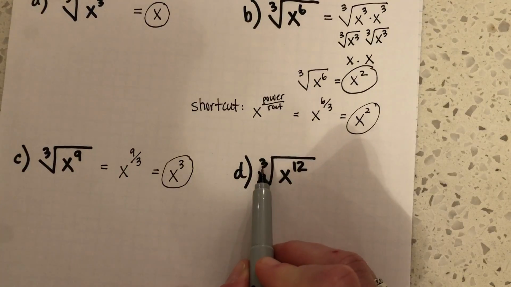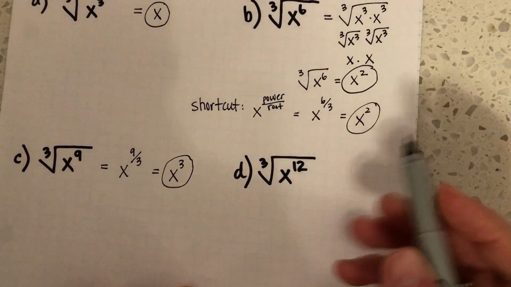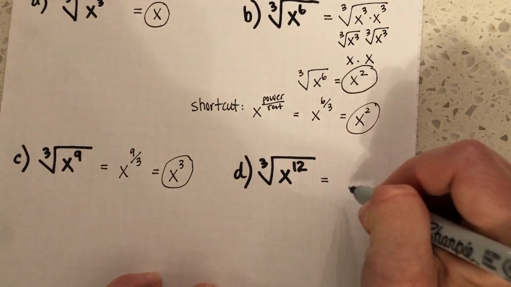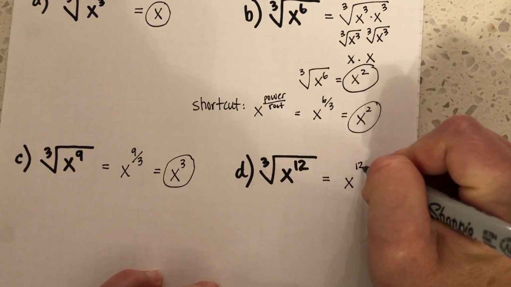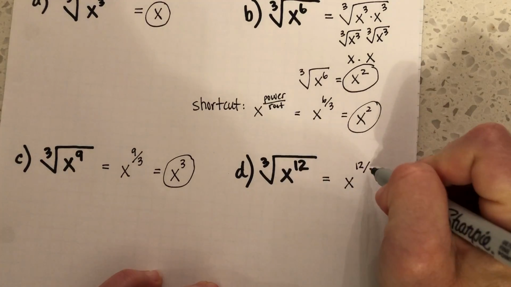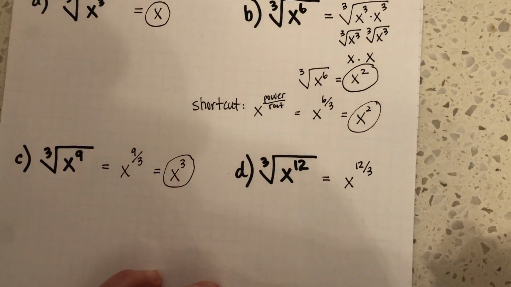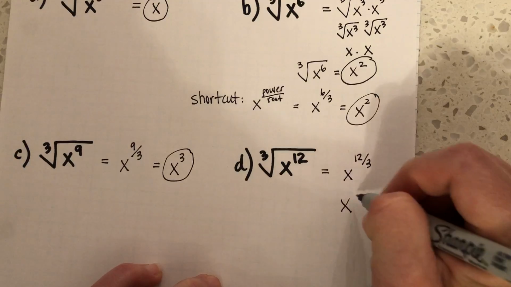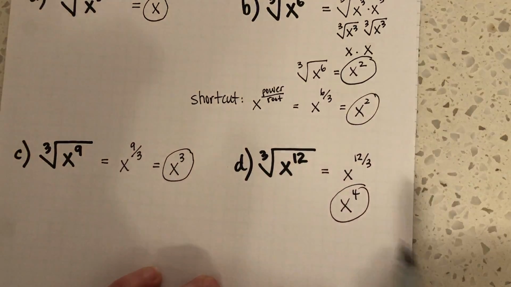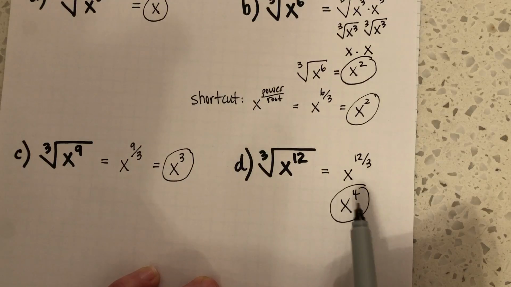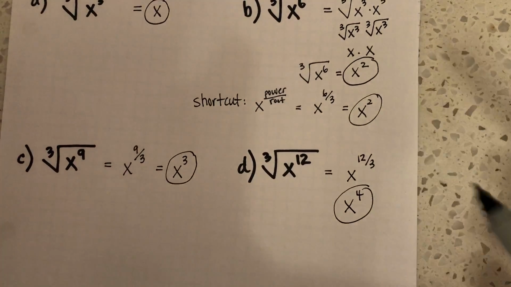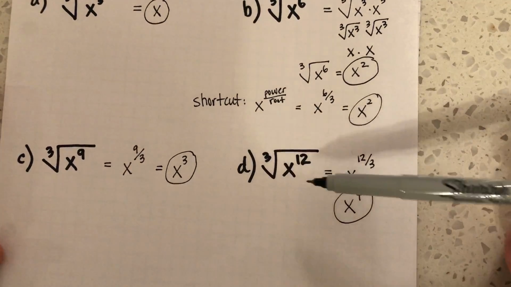What is the third root of x to the 12th? Well, the shortcut would be to rewrite this as x to the power 12 divided by 3. And what is 12 divided by 3? It's 4. So the answer is x to the 4th. So the third root of x to the 12th is x to the 4th. And that's the fastest way to take the root of a variable.